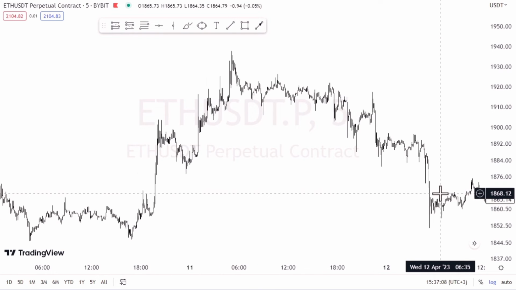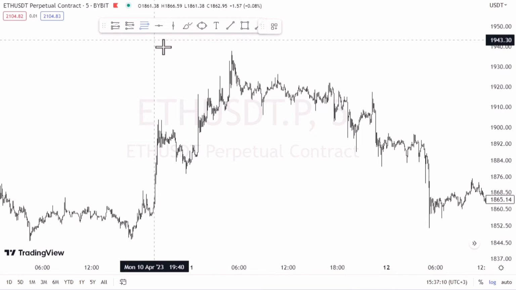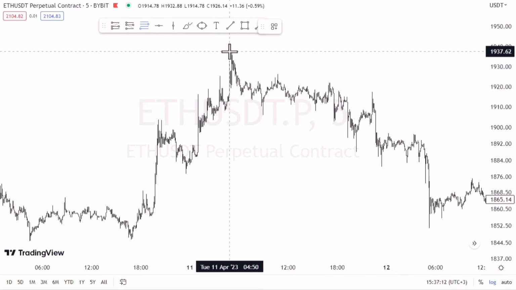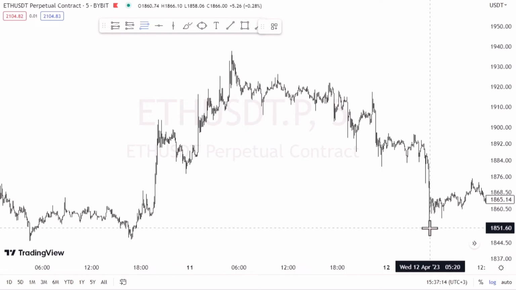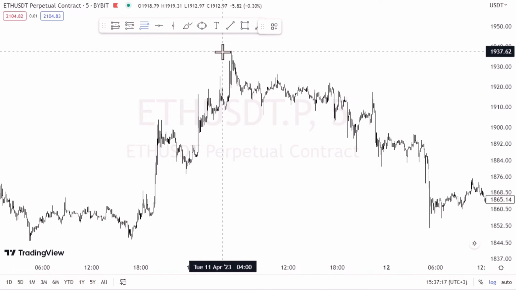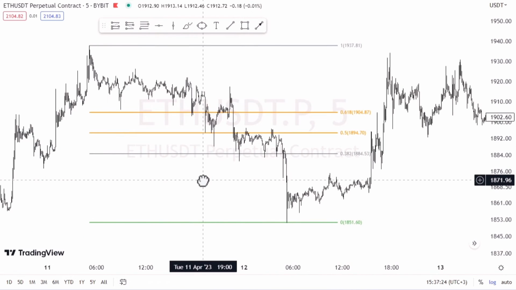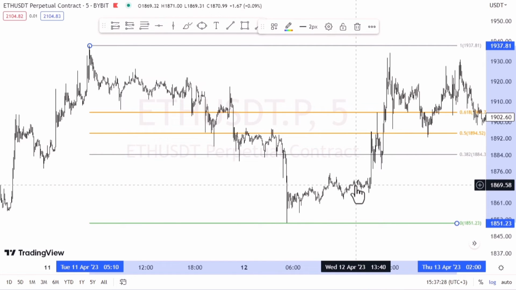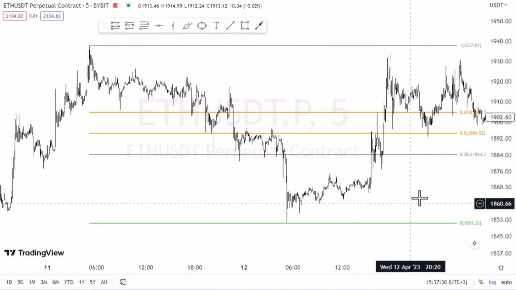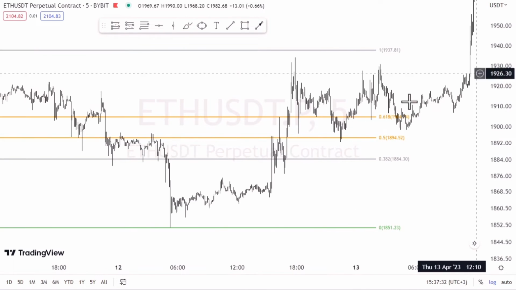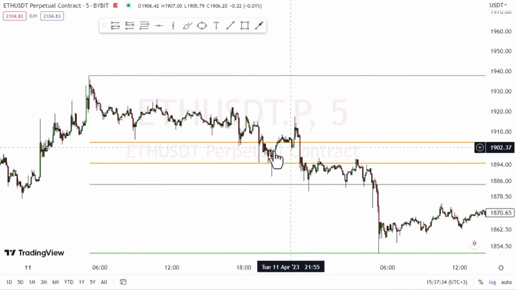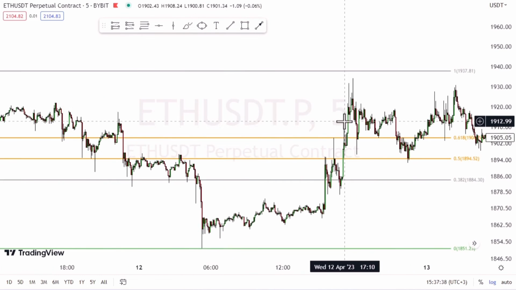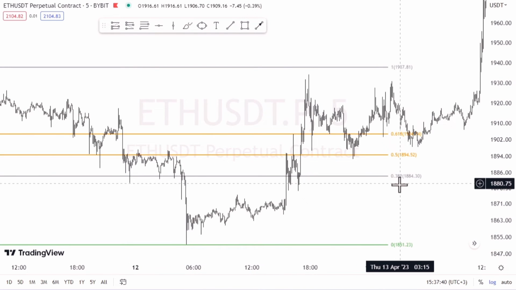It is really simple. We should find the highest point and the lowest point, and we must consider the shadows, the wicks too. So I put it from here to here. Then we can extend it. As you can see, price had beautiful reactions to these areas, and it works like support and resistance levels. And as I told you before, these are the levels: 38, 50, 61, and 1, or let's say 100. So we can set target points here.